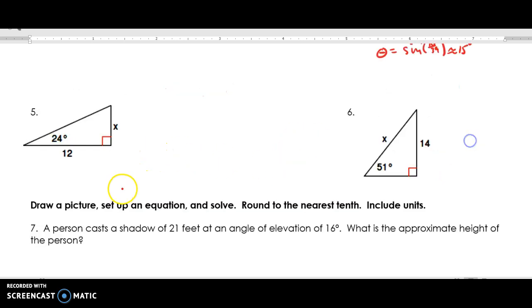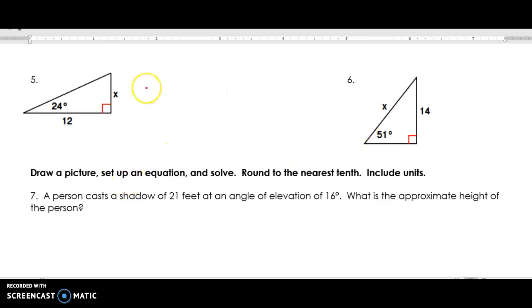Okay. Number five, when you're looking for a side, right away, if I have a right triangle and I can't use 30, 60, 90, or 45, 45, 90, we're going to use trig. So we're going to say the sine of 24 degrees. Oh, not sine, excuse me. This would be the tangent of 24 degrees is equal to the side opposite over the side adjacent. So in this case, we would multiply 12 times tangent of 24. And right away, that would give us 12 tan 24, about 5.3.